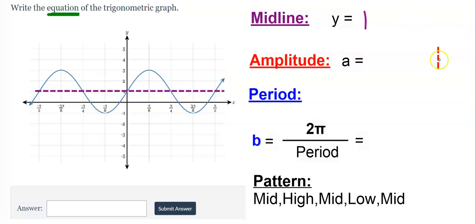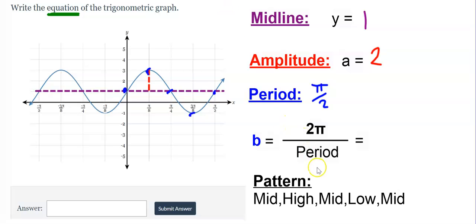As for my amplitude, I'm going to take this vertical red dashed line to see the difference between the midline to the max or to the min, and the distance is 2. So therefore my amplitude is 2. As for the period, again, we do need to find the length of one complete cycle. So what you typically want to do is start from the y-axis and mark that as our first key point, which is in the middle. Then it goes high up here. Then it goes mid here, low here, and mid back there. So this ends at pi over 2. So this is going to be my period.